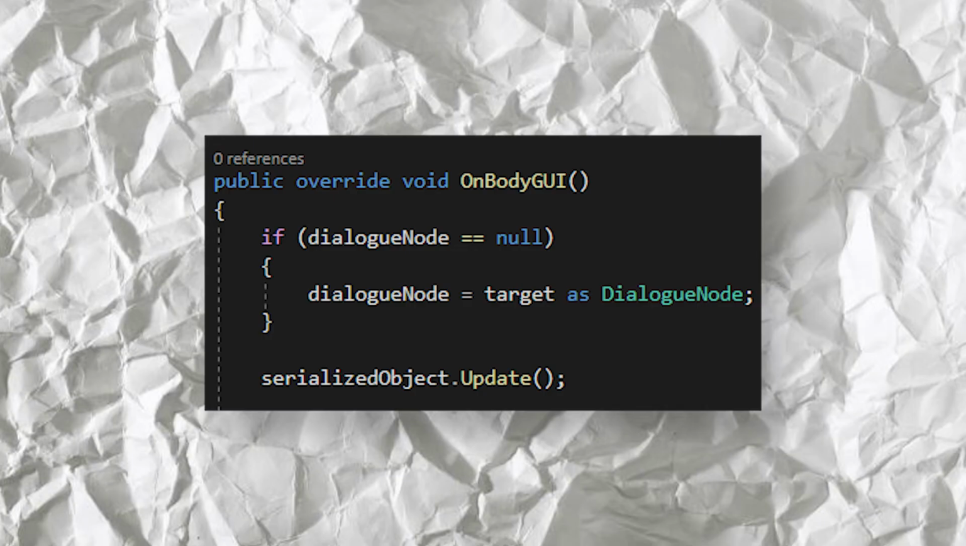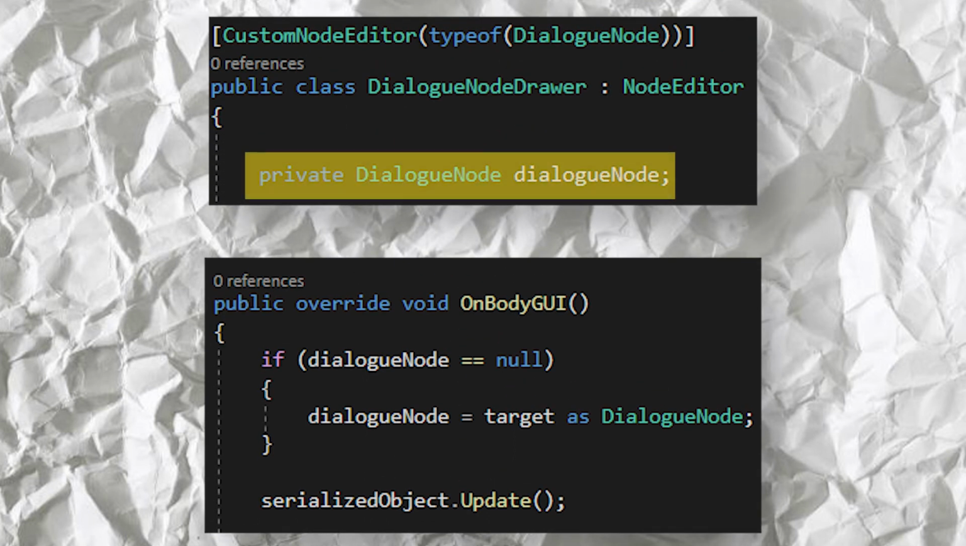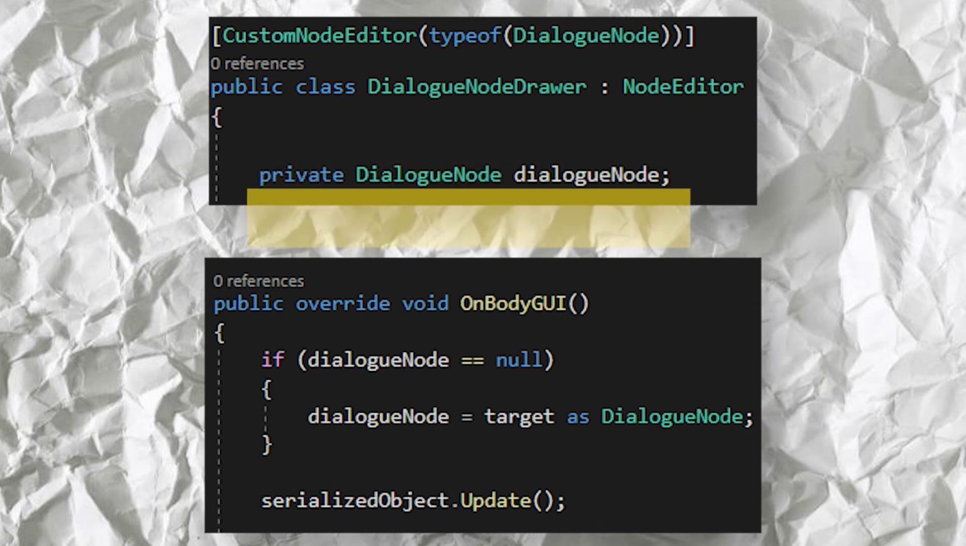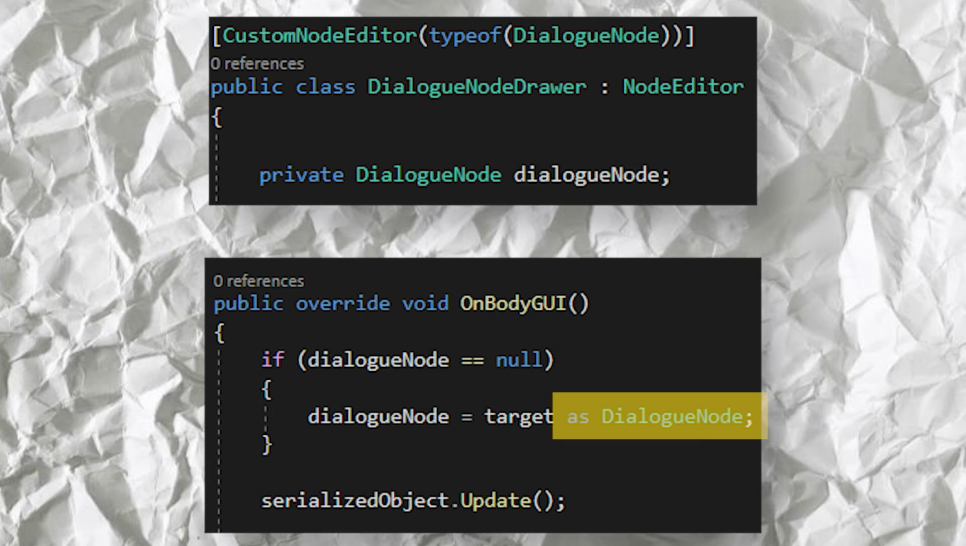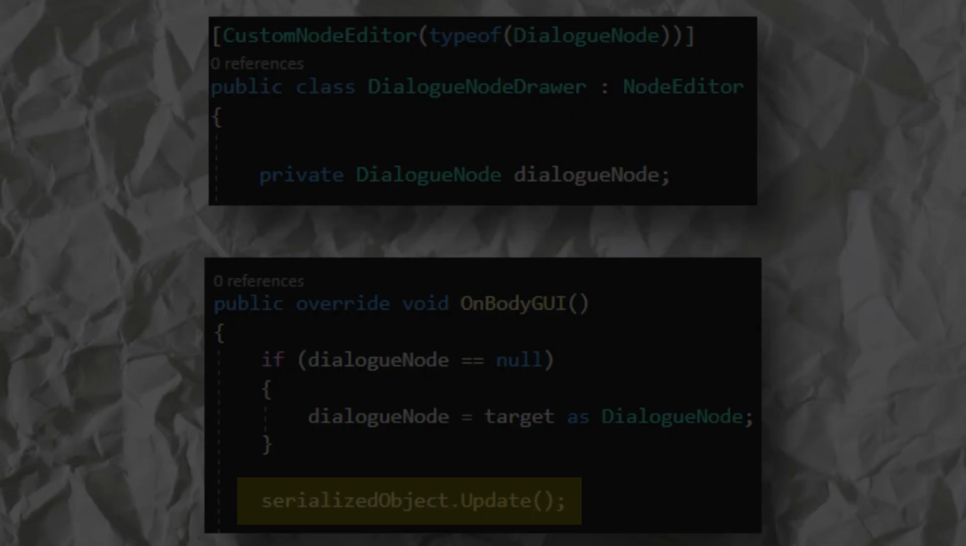Keep crying. In the course of using the GUI, we're going to want to change some of the values of the underlying dialog node. To do that, we need to tell the GUI what dialog node to point at. We can do this easily enough. Create a private DialogNode variable at the top called dialogNode, then at the start of our OnBodyGUI function, simply assign the value of the target, whatever that is, to it. Target doesn't know to be a dialog node though, so it's important to tell it to be through the as DialogNode follow-up. Also, add serializedObject.Update. I haven't worked out why this is important yet, but if you don't do it, I think stuff breaks, so just trust me on that one.